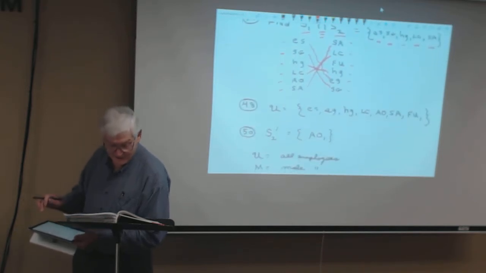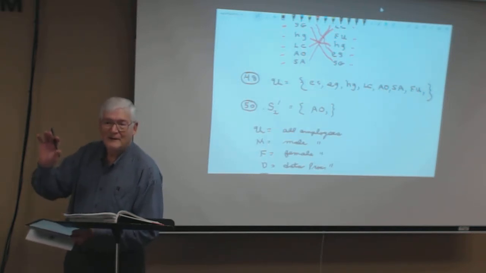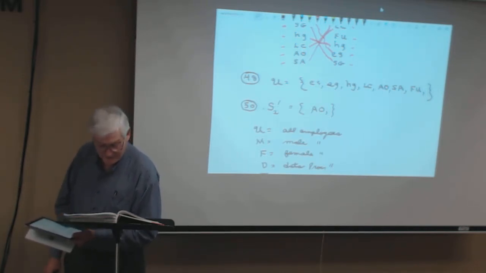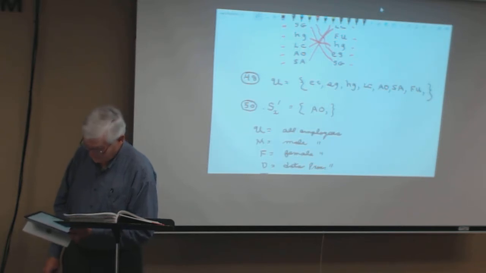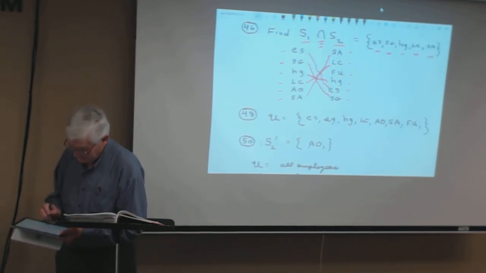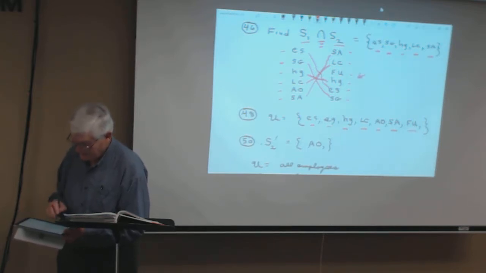Number 48. I'm glad to see some of you still smiling. It's good to smile when your brain is tied in a big knot. 48. Find the smallest set that will serve as a universal set for S sub 1 and S sub 2. Okay, here again, I take the two sets and I'm going, I need all of these in there, so I go ES, SG, HG, LC, AO, SA, and what over here do I not have listed? There it is, FU. So now I've got the universe. All these others were listed as duplicates, intersections.